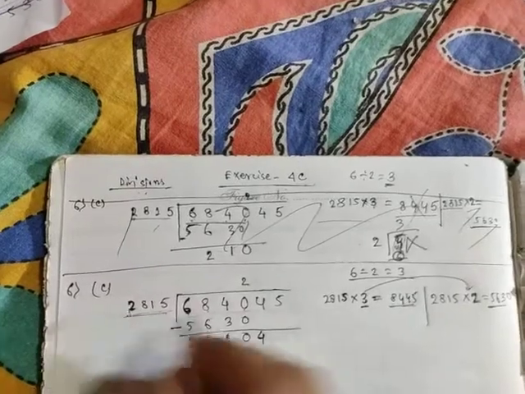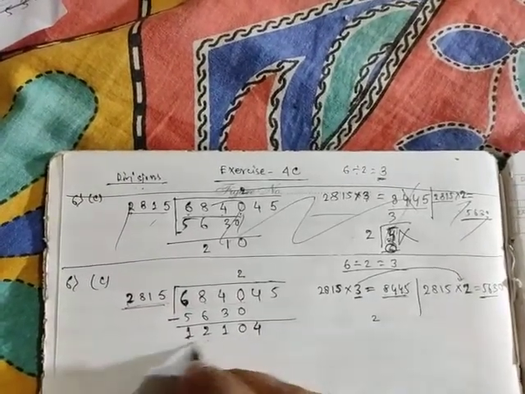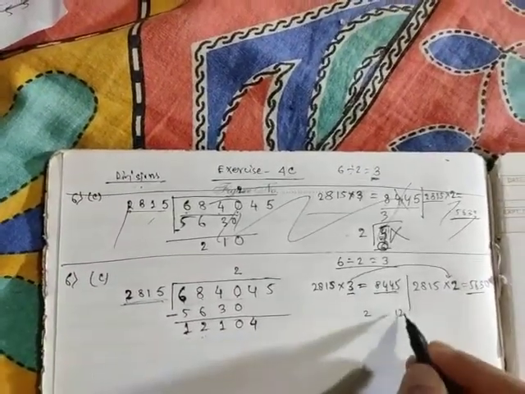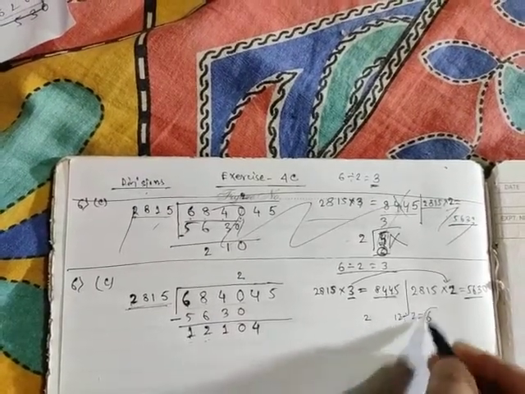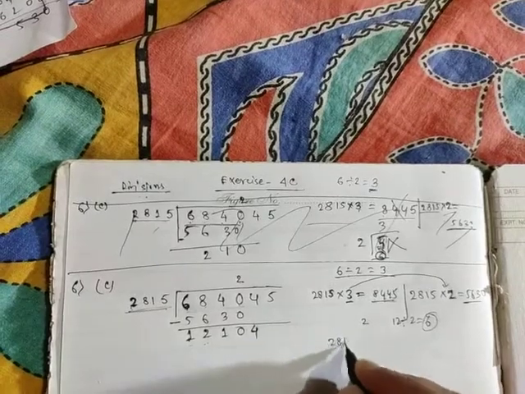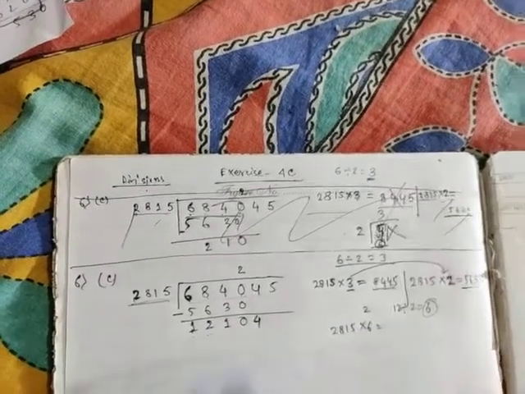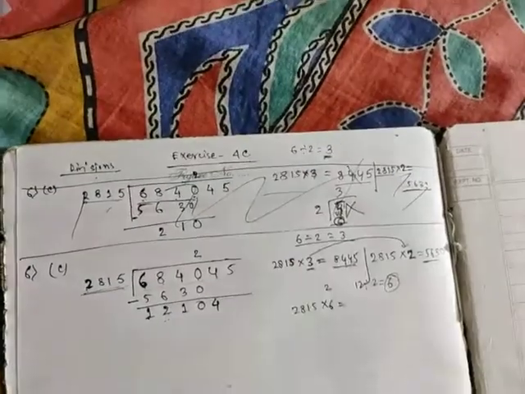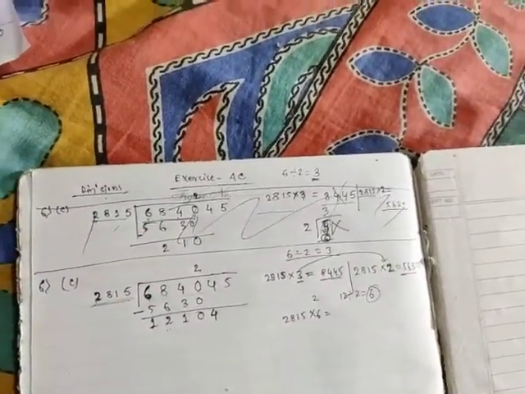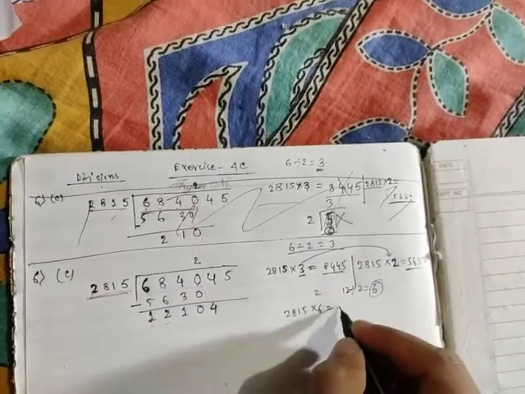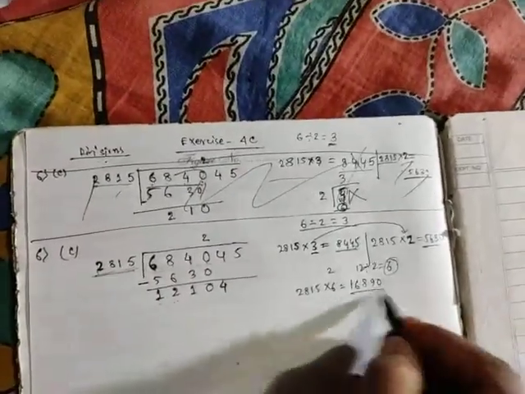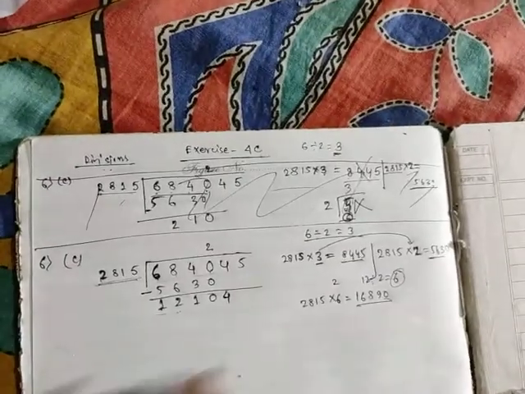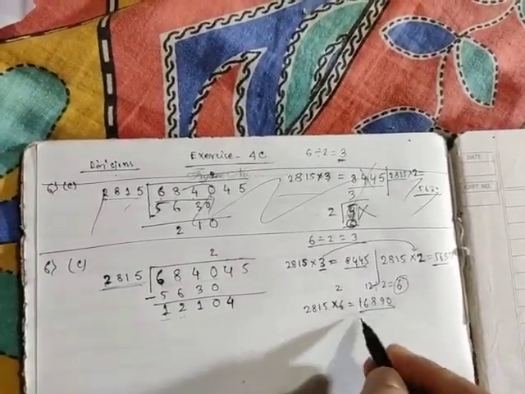So here the divisor digit is 2 and the dividend digits are 12. So 12 divided by 2 is equal to 6. So you have to check the multiplication of 2815 with 6. If I do, I get 16890. So this must be less than this, but it is greater, so it is not possible.